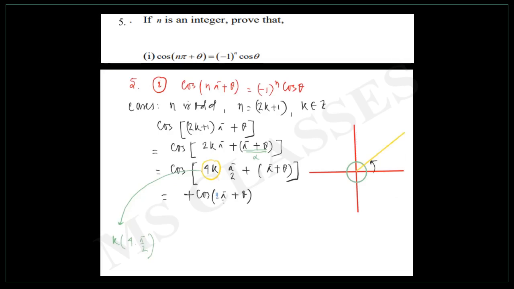Now 2 into pi by 2 means an even number. 2 means even number, so cos will be remaining as cos theta. Cos of 2 pi by 2 plus theta means it is cos, so cos will be remaining as cos theta. Now it is in which quadrant? Third quadrant. Third quadrant cos is what? Negative. Done. Now leave some space here. Why? I'll tell you later on. So we get minus cos theta; leave some space.